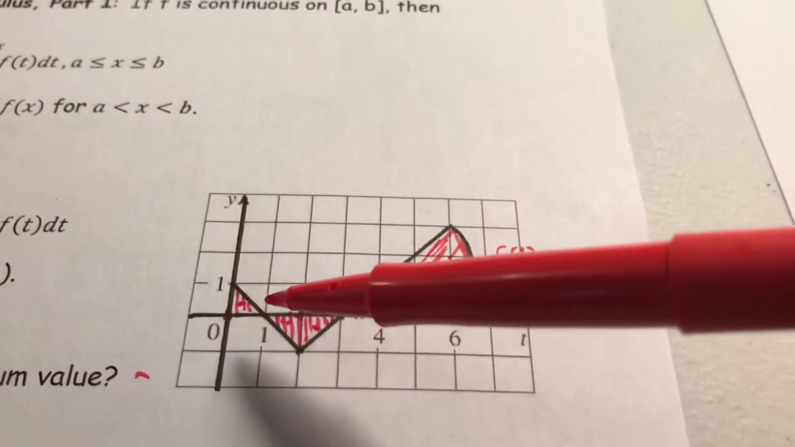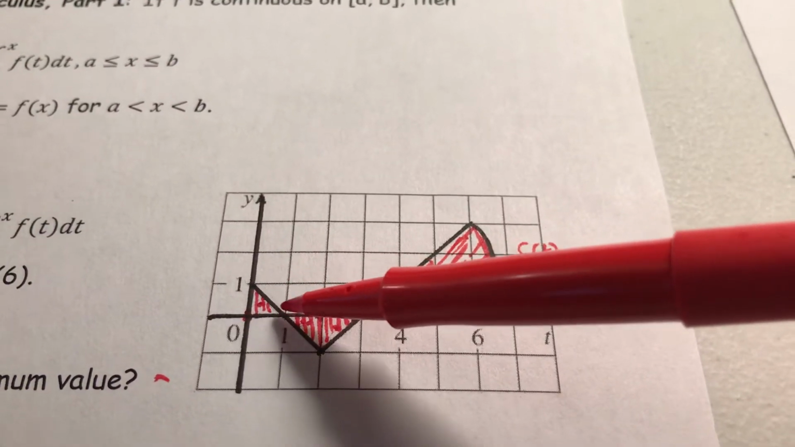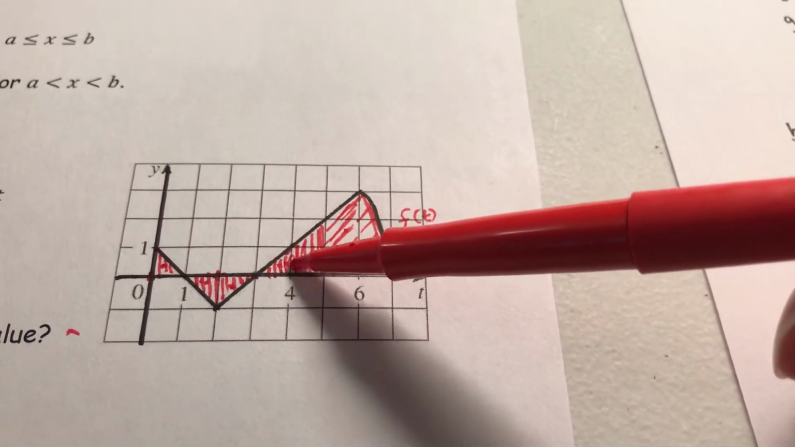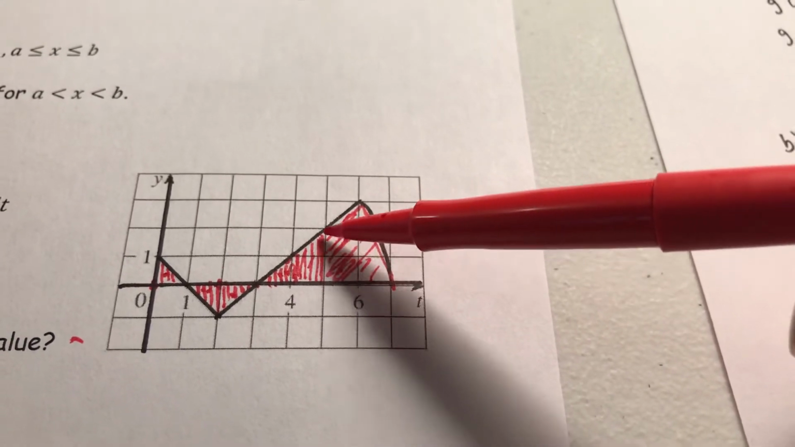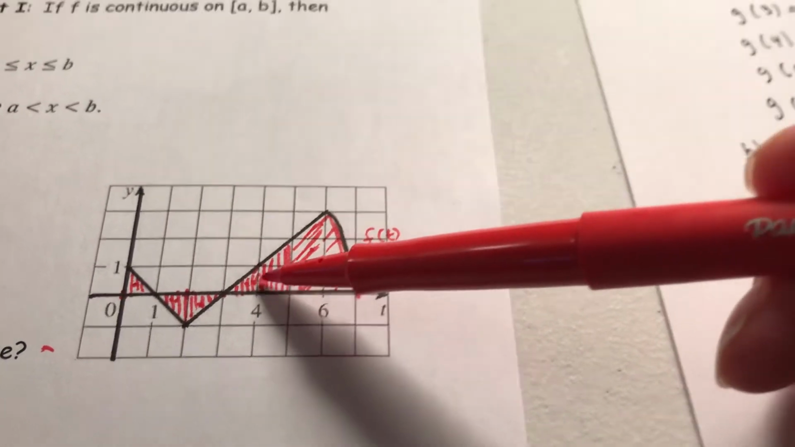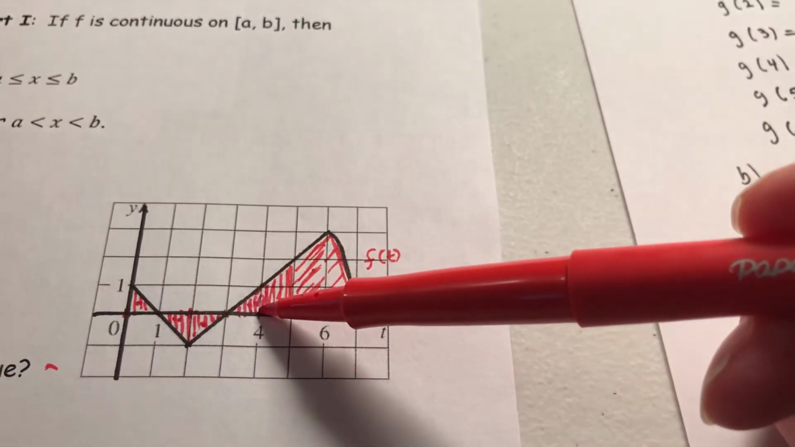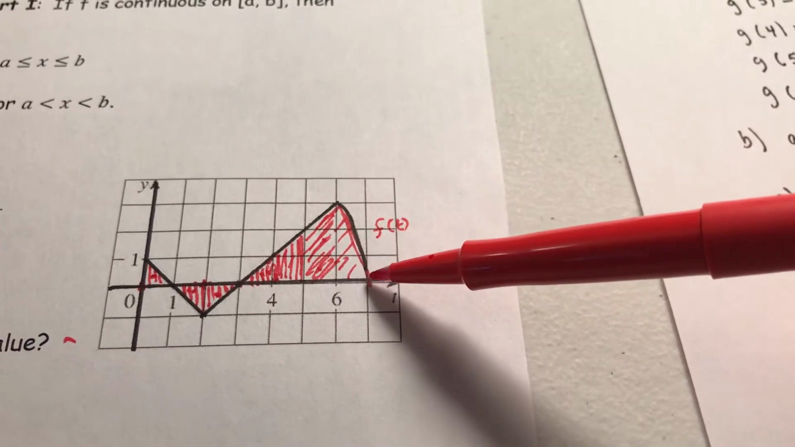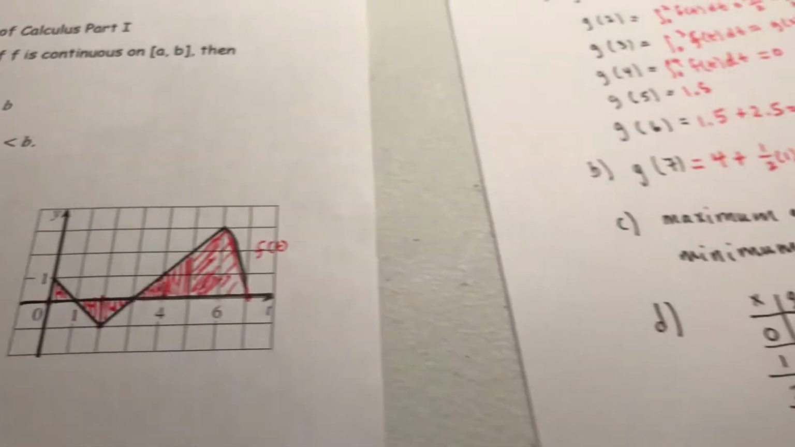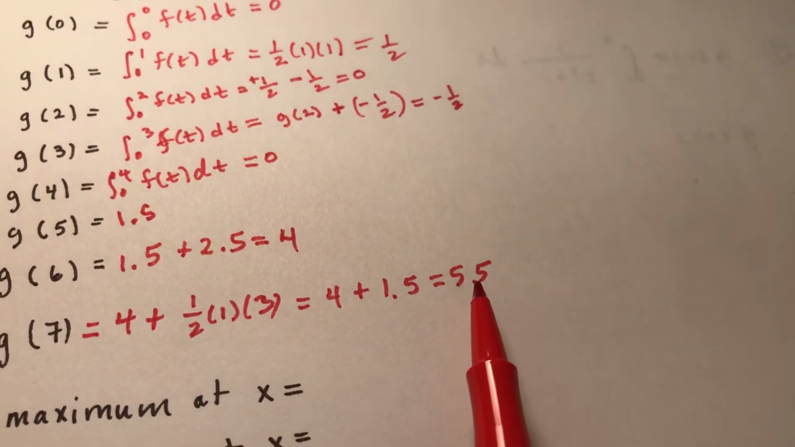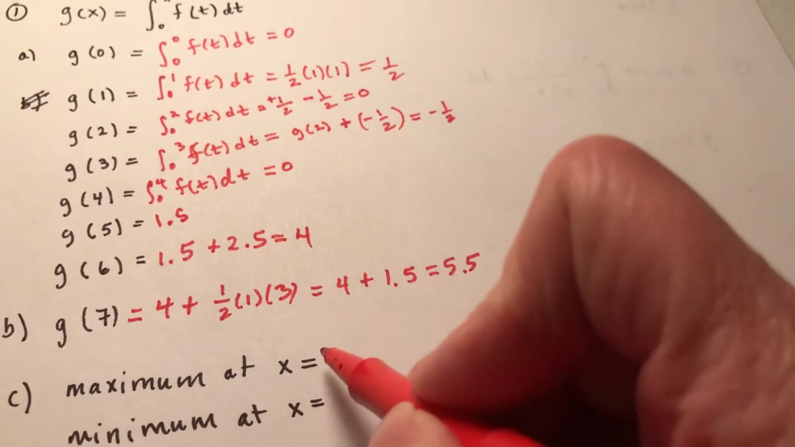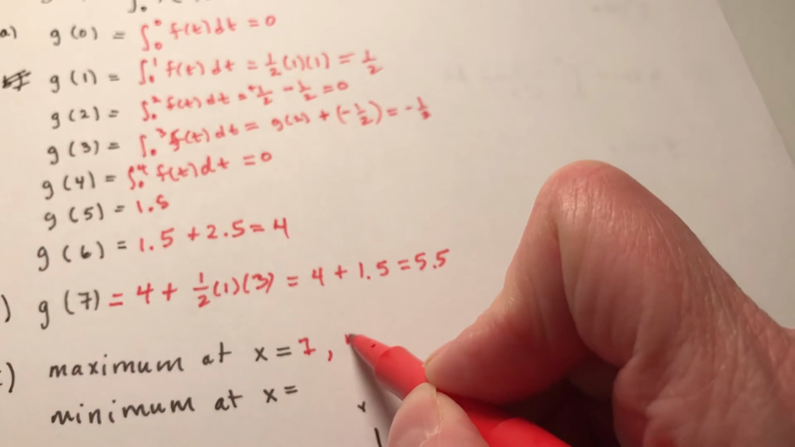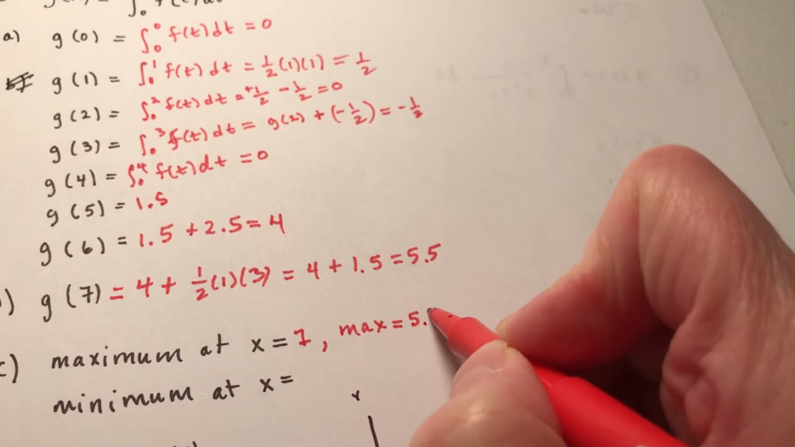So when this is sweeping out area, we've got a half and then 0 and then negative a half and then 0 again. And it isn't until this point that it starts sweeping out positive values, completely positive. So it's 0 from here to here, and then it's positive. The function values are positive, positive, positive, all the way to here. That was 5.5, that is the most, that's the maximum. So our maximum is at x equals 7, and the maximum is 5.5-ish.